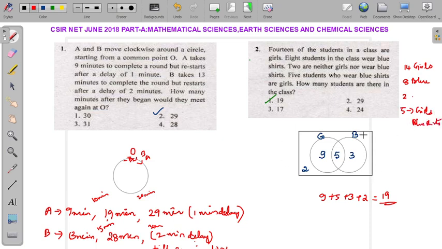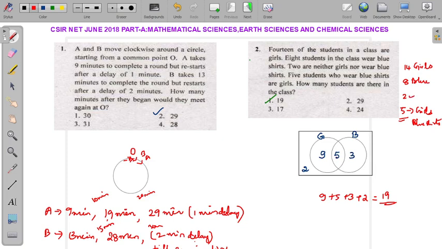So I am using the Venn diagram, very simple. One set is the number of girls, another set is the number of students who are wearing blue shirts. So the common region is both girls as well as blue shirts. There are 5 girls who are wearing blue shirts, so 5 will come here. Total there are 14 girls. Out of 14, 5 already written, 9 remaining. Then there are a total of 8 students wearing blue shirts, 5 already written, remaining is 3.